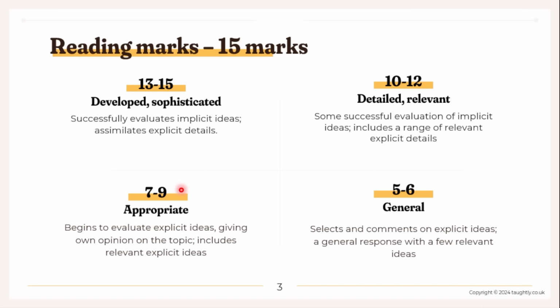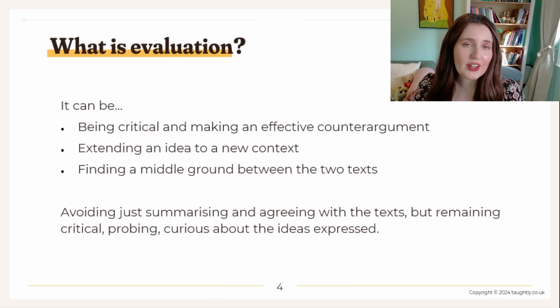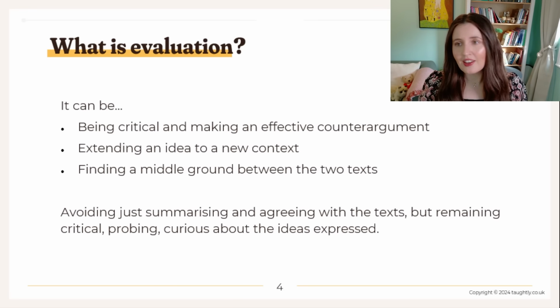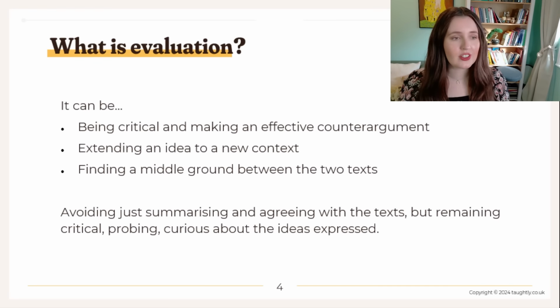If you don't get any evaluation, then you cannot get 10 or above. You'll have to be in 7 to 9 or even lower. For 7 to 9, you will be having lots of explicit ideas and giving your own opinion on the topic, but not evaluating. And for 5 to 6, you will be having some explicit ideas, not very many, and no opinion, and some of your ideas aren't even relevant to the two texts. Therefore, we know that evaluation is super important for that reading mark, and that's probably why I get so many comments asking me to clarify what is evaluation.